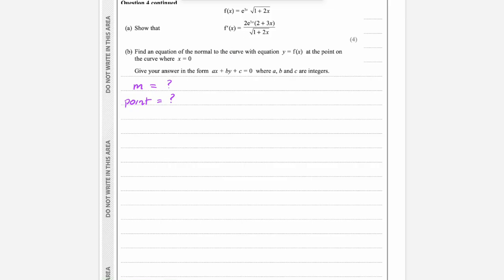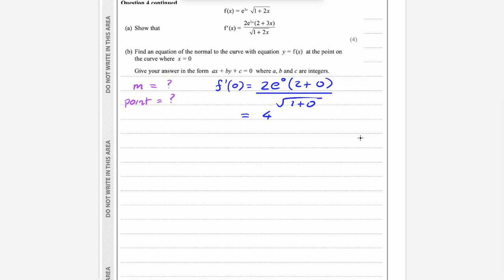So we get the gradient, get the point, and then we use the formula. So what's the gradient? Well, the gradient is the derivative at 0. So f dash of 0 equals, I sub in 0 here. I'm going to get 2e to the 0 times 2 plus 0 over the square root of 1 plus 0. That is 2 times 1 times 2, which is 4, over 1.